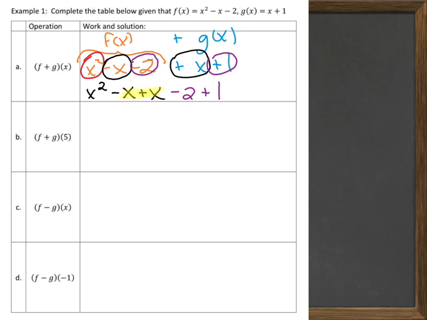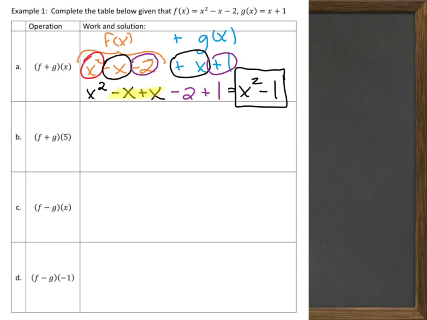Well, what is minus x plus x? Don't they cancel out? So it's just 0. Then, last but not least, minus 2 plus 1 gives us minus 1. So that is our final answer. f plus g of x is x squared minus 1. Now, it's true that this is a difference of squares and you can factor it, but that's beyond the scope of what this example is asking us to do. So we're just going to leave it as you see it right there.